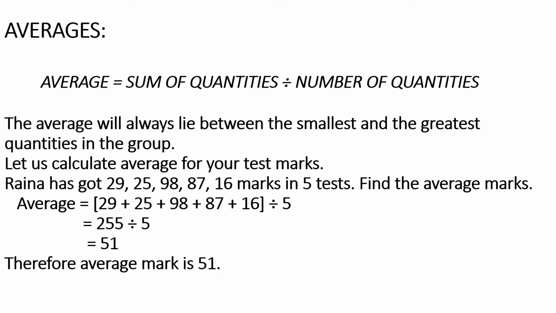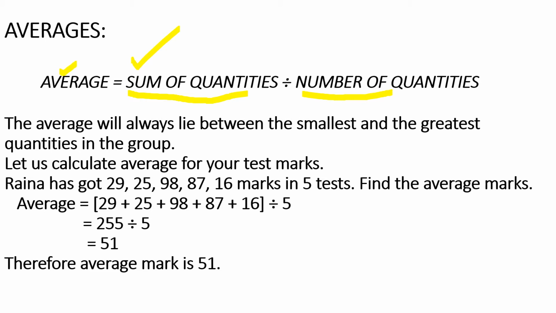Okay, the average is equal to the sum of quantities divided by the number of quantities. What is the sum? The sum means addition. We have to add the quantities and divide by the total number of quantities. Then we will get the average for that value.